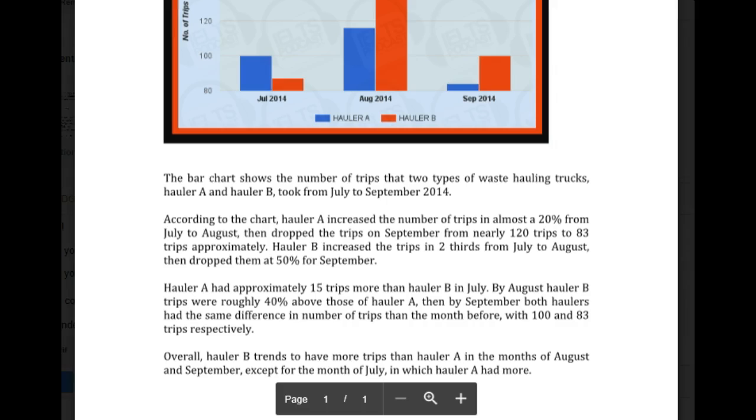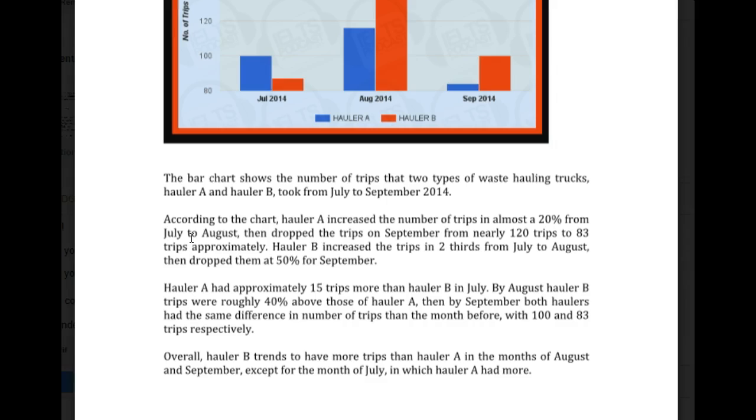Okay, so here there's some different stuff going on. Let's take a look at it again. So let me basically just correct some of the errors. Hauler A increased its number of trips by almost 20% from July to August. Okay, that's fine, but you never really told me where the trip started out at. I mean, when you're doing a chart like this, it's usually very helpful to know what those initial numbers are.